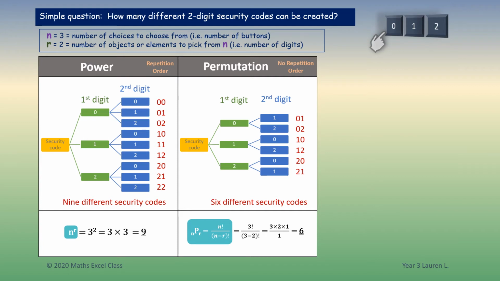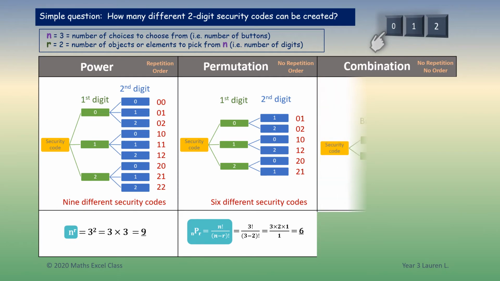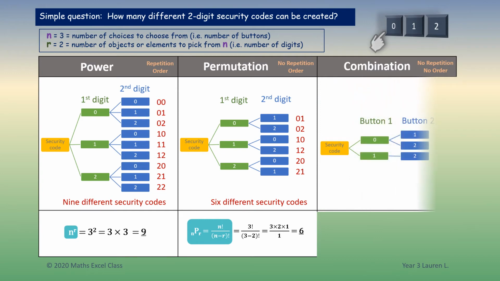In a third case, if there is no repetition and no order and we are pressing the 2 buttons at the same time, then we will be using combination to solve it. Instead of the first digit and the second digit, we are going to be using button 1 and button 2 as order doesn't matter. So we could choose 0 as our first button that we are going to press, and then we can press at the same time either 1 or 2. This could form 0 and 1, 1 and 0, 0 and 2, or 2, 0.